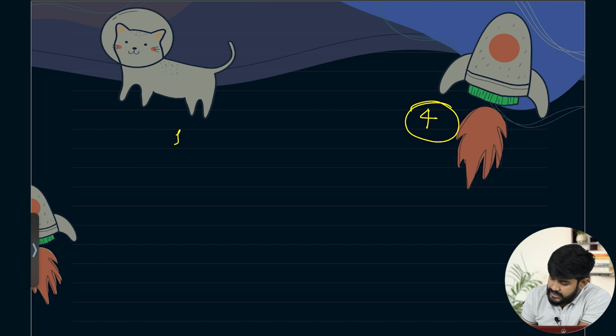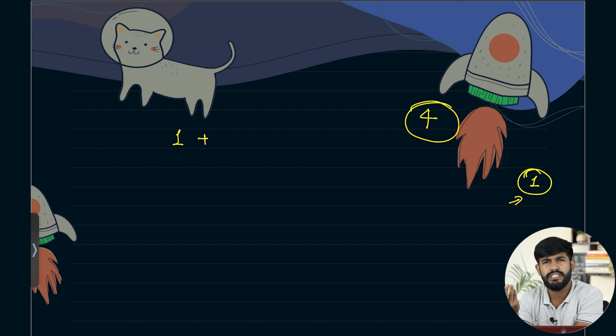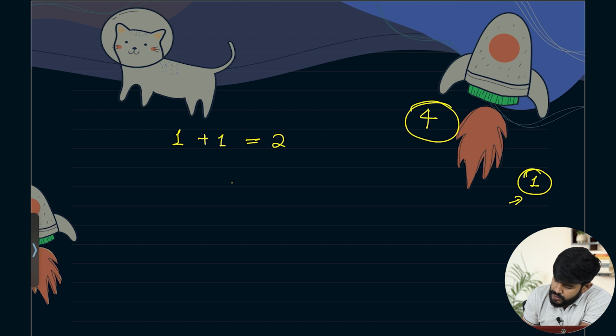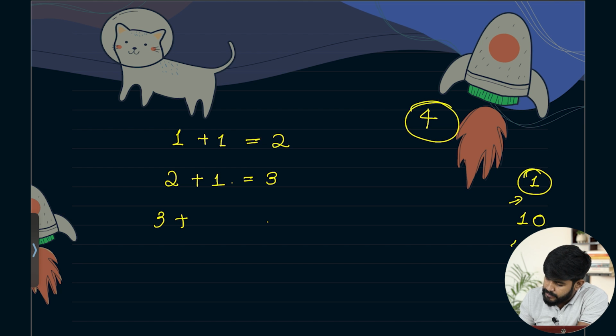Let's say x is 1, and the binary representation of 1 is 1. Set bits just means the number of one digits in the binary representation. That is also 1, and this value is 2, which is not equal to 4. Then we move forward to 2. The binary representation of 2 is 10, again the number of set bits is 1, so the value is 3. Then we have 3, the number of set bits is 2, so it is equal to 5.